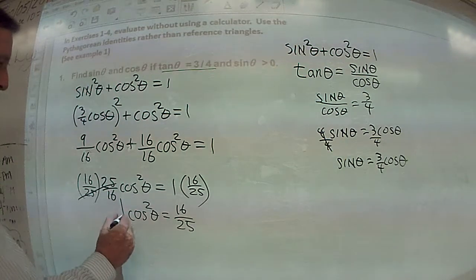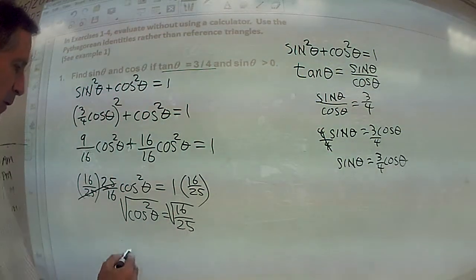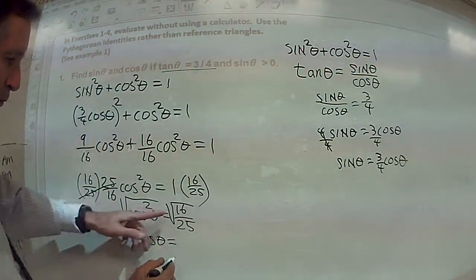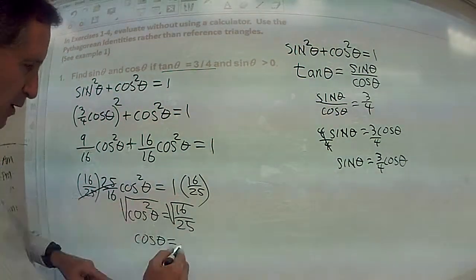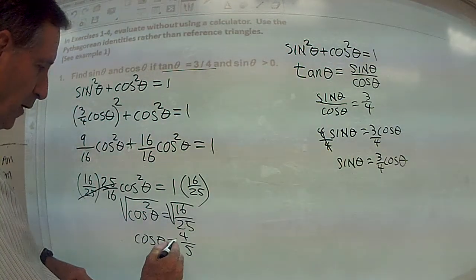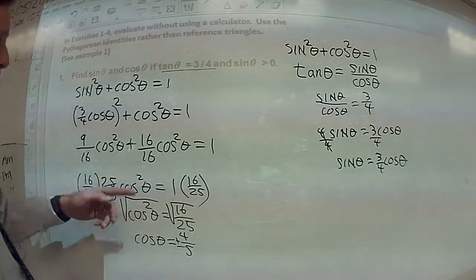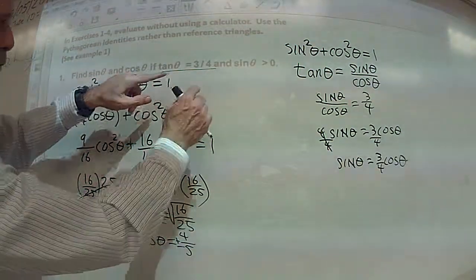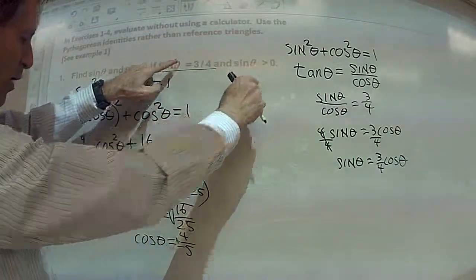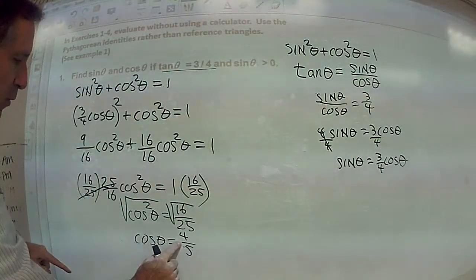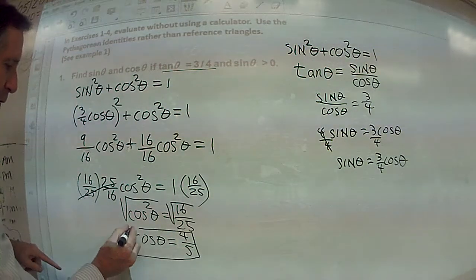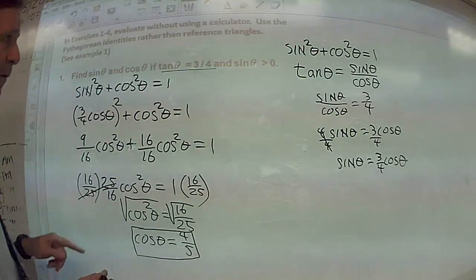And we're going to take the square root of both sides of the equation, and we get cosine of theta equal to the square root of 16, which is 4, over the square root of 25, which is 5, and that's going to be a plus or minus. But we know that the tangent is positive, we know the sine is positive, so therefore we're in quadrant 1, and the cosine of theta is likewise positive. So we have cosine theta equals 4/5.